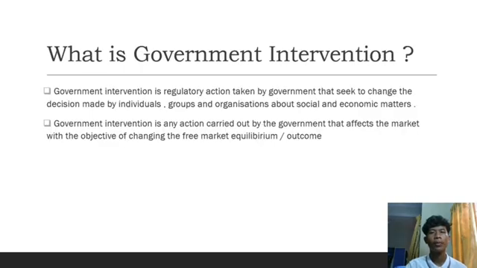What is government intervention? Government intervention is regulatory action taken by government that seeks to change the decisions made by individuals, groups and organisations about social and economic matters. Government intervention is any action carried out by the government that affects the market with the objective of changing the free market equilibrium or outcome.